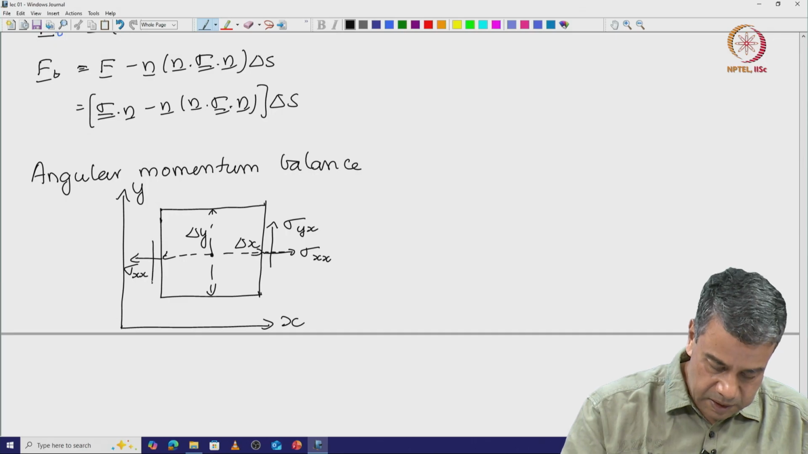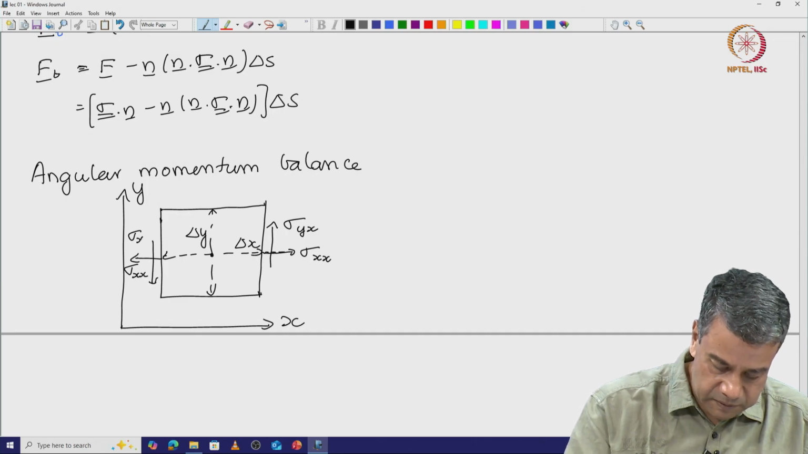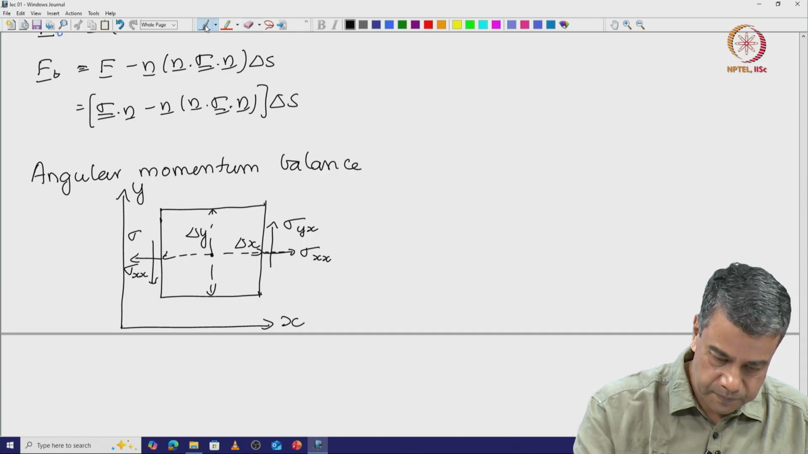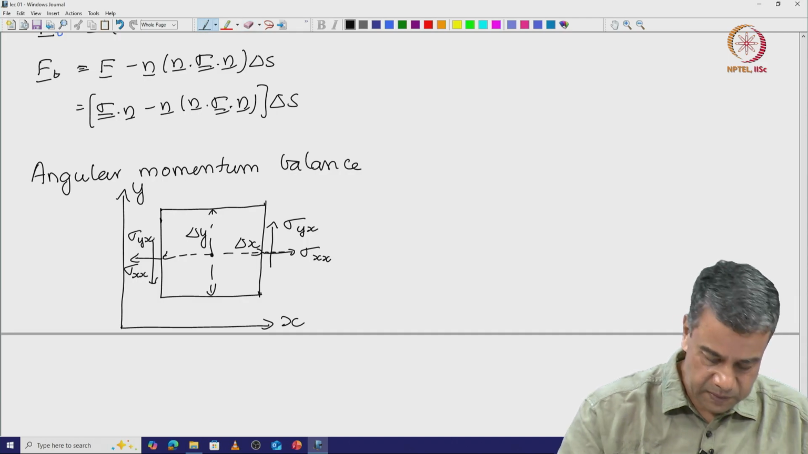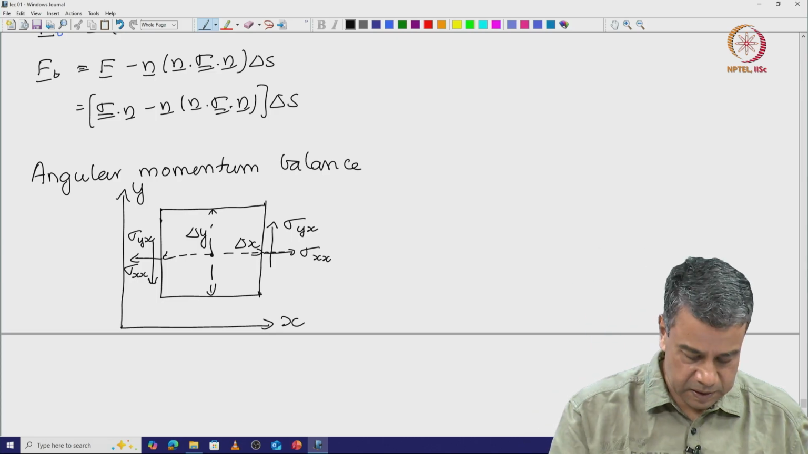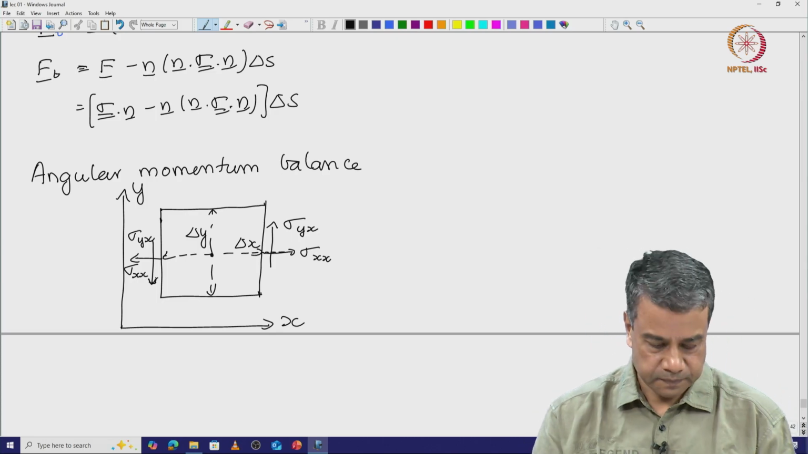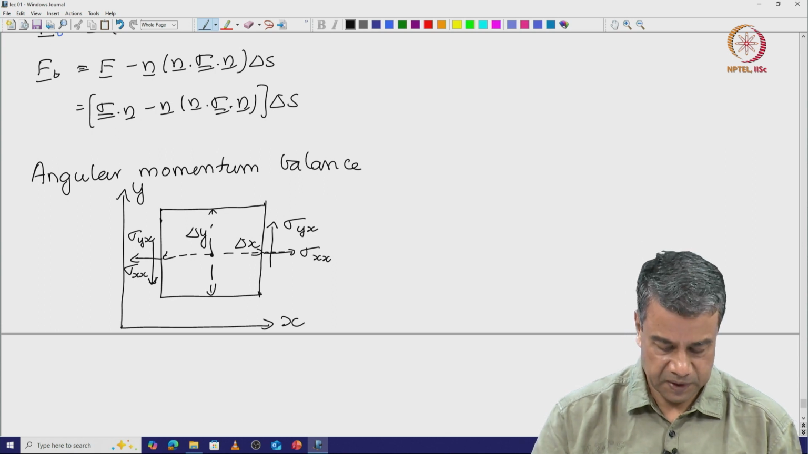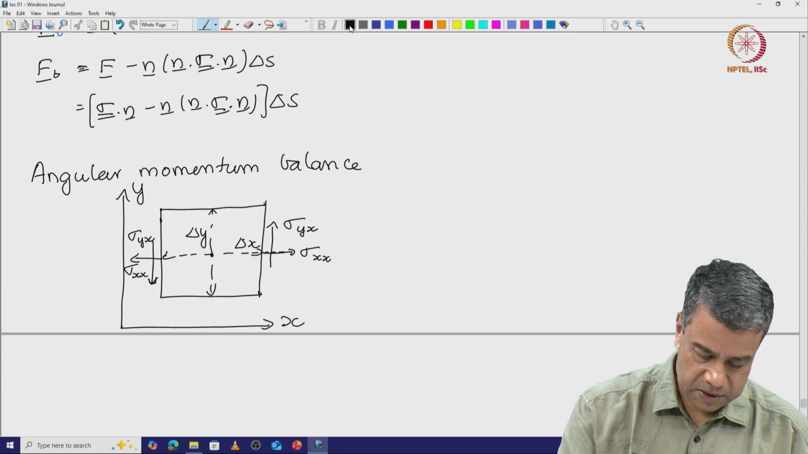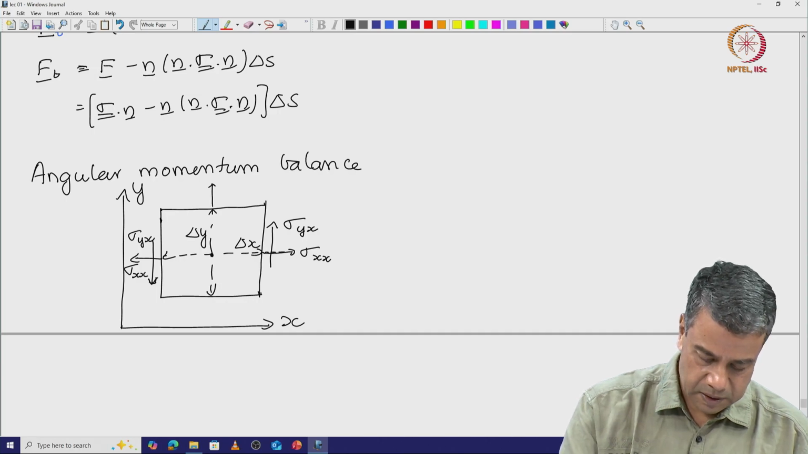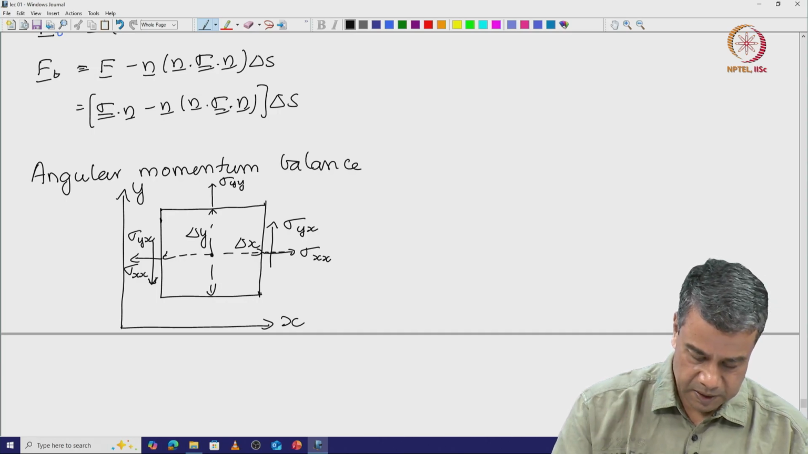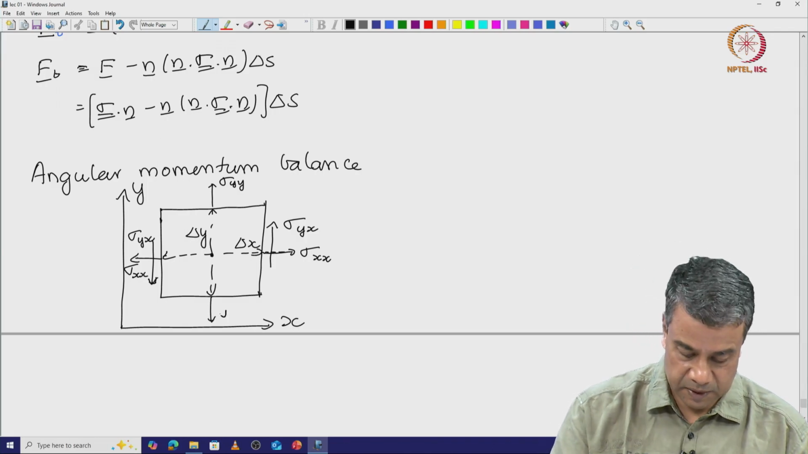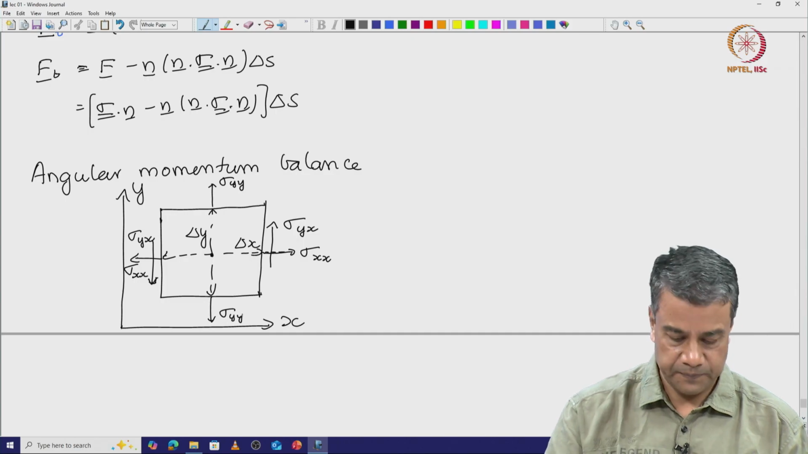And similarly sigma yx at this surface is given in the opposite direction. These are all forces per unit area. In the y direction you can do a similar calculation. This is sigma yy. On the opposite surface the unit normal is in the minus y direction, that means that sigma yy is in this direction.